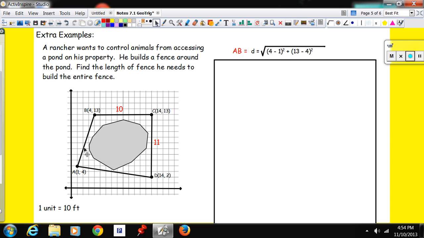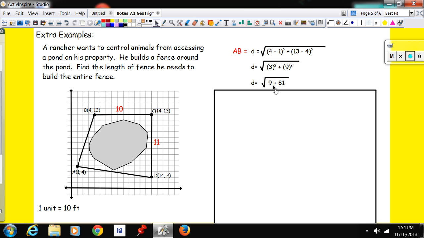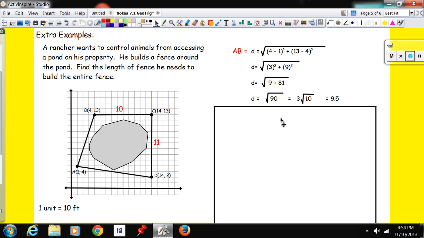So we wanted to find from A to B, so I plugged in 4 minus 1 squared and 13 minus 4 squared. That's x minus x squared plus y minus y squared. That would be my distance formula. So I'm going to end up with 3 squared and 9 squared, which is 9 plus 81, which is radical 90, which you could break down 9 times 10, so 3 radical 10 or 9.5. So this is a 9.5. Oh, there it is. Yeah, I bet you didn't see that before.